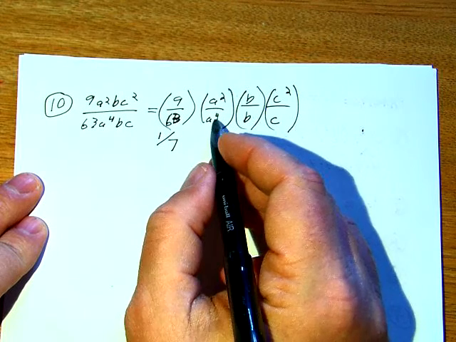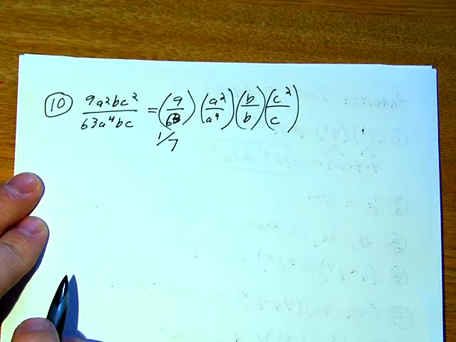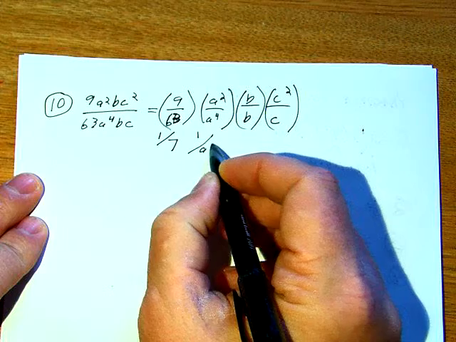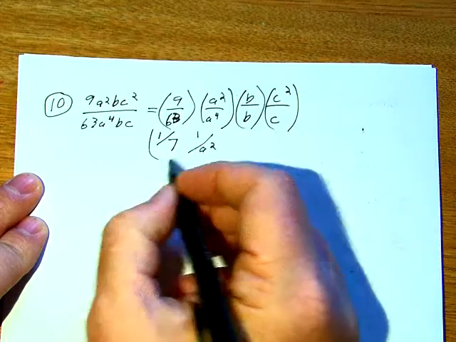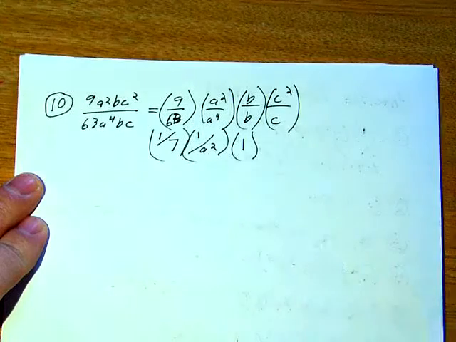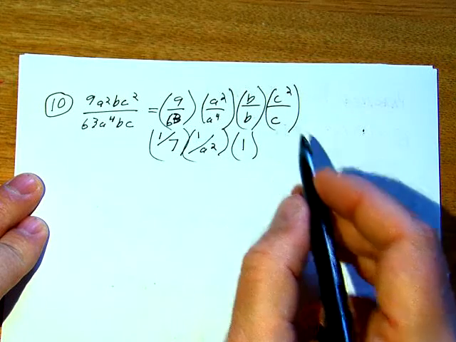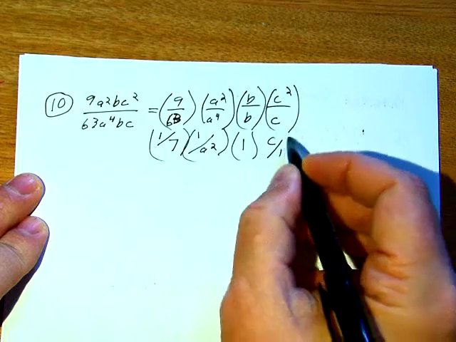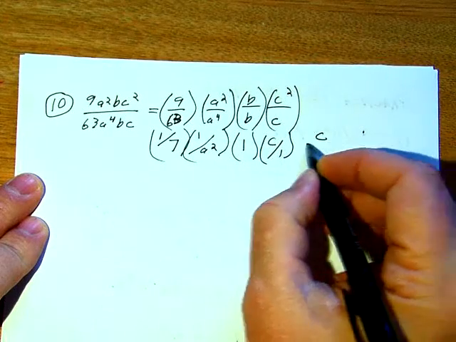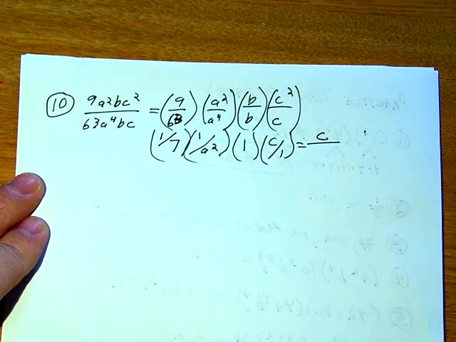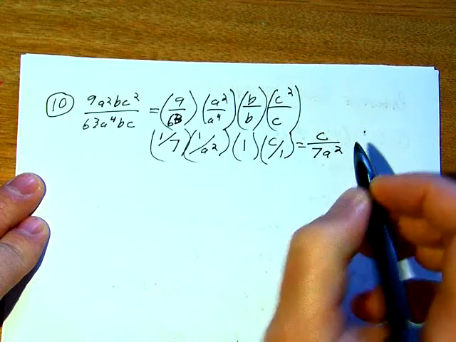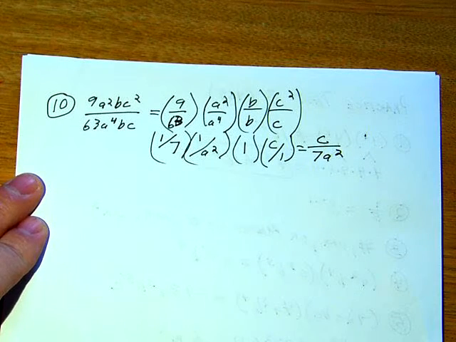A squared over a to the 4th gives me a to the -2, which puts it on the bottom. So that's 1 over a squared. Let's write these in parentheses. B over b is just 1. And c squared over c is c over 1. So you multiply those all out, you get 1 times 1 times 1 times c, so we get c on the top of our fraction, and on the bottom we have 7a squared. And that is our answer, c over 7a squared.